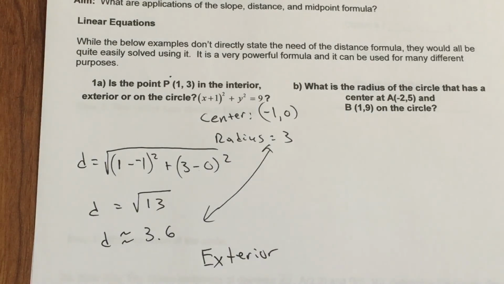If the distance between a point and the center of the circle is smaller than the radius, that point would be on the interior of the circle. And if the radius and the distance are exactly the same, then that means that point is on the circle.